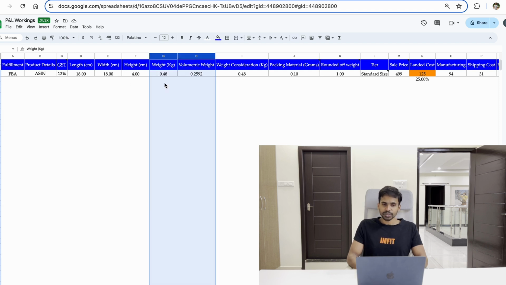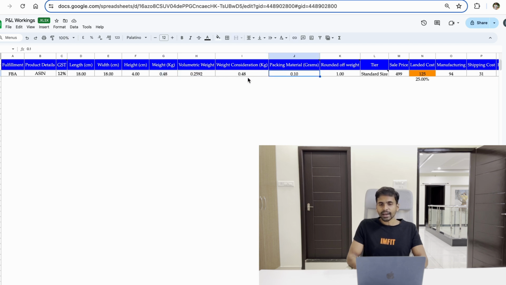In order to calculate our shipping cost, Amazon will consider the highest value among absolute weight and volumetric weight. In this example, my absolute weight is 0.48 kg and my volumetric weight is 0.25 kg. The highest among these two is 0.48, so Amazon will consider 0.48 kg.